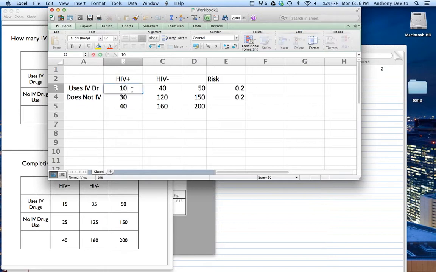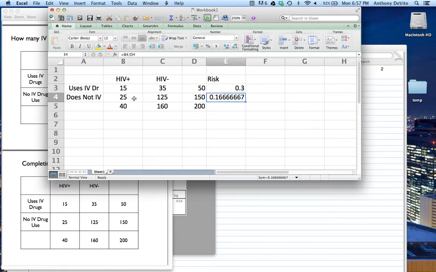Well, now let's change things up a little bit. Let's say instead that we found out of the 50 people that use IV drugs, 15 of them were HIV positive and 35 of them were HIV negative. And similarly with the people that don't use IV drugs, since this has got to add up to 40 people that were HIV positive, this must have been 25, and this must have been 125. Okay, well, things changed here now, didn't they?